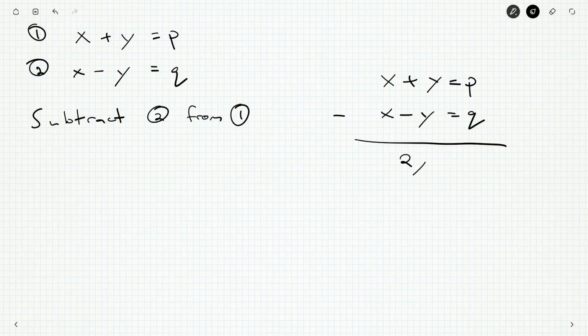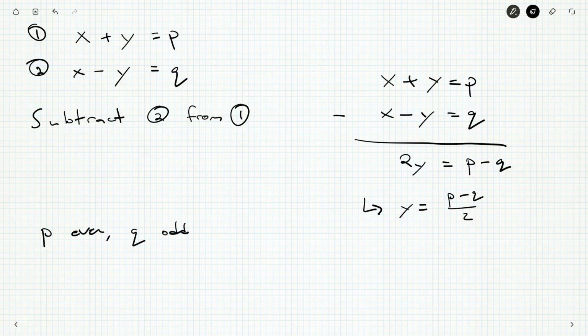So once again, we're going to get 2y, and that's going to have to be equal to q minus p. So my solution will be y is (q minus p) over 2. And this is the problem. p is even, q is odd. What happens when you subtract an odd number from an even number? You get an odd number, and (q minus p) over 2 is then not an integer. You can only divide evenly by 2 if you're looking at an even integer.